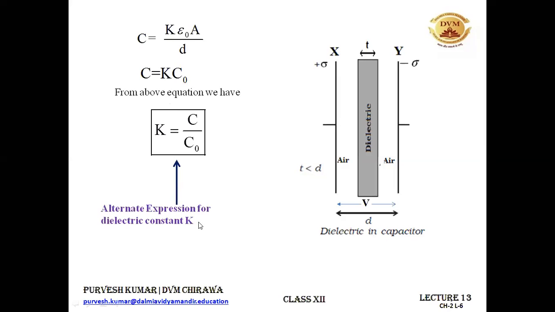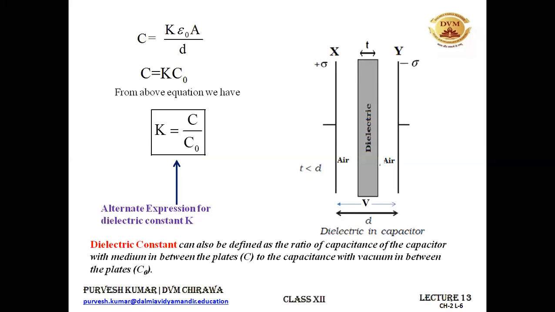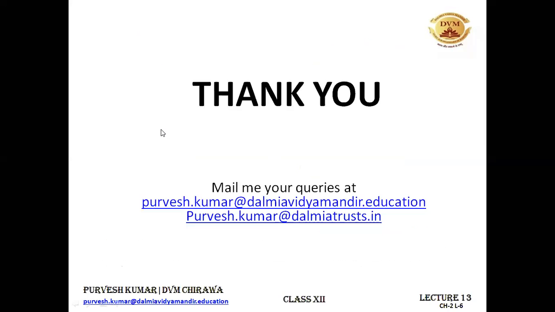Earlier in our chapter 1, we have studied 3 expressions. This is the 4th one. So you can define the dielectric constant in either of the 4 ways. The dielectric constant can also be defined as the ratio of the capacitance of the capacitor when some medium is in between the plates, that is C, to the capacitance with vacuum in between the plates, that is C naught. So C by C naught is the dielectric constant.